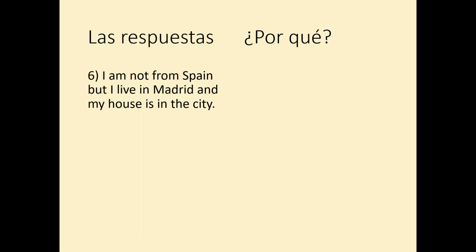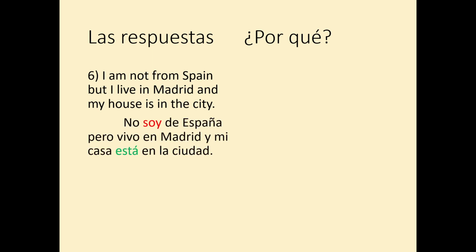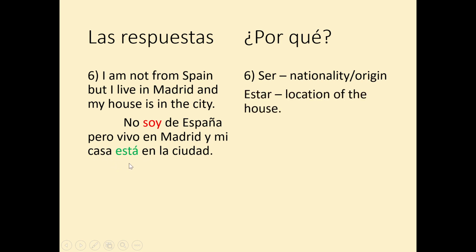And the last one, I am not from Spain and I live in Madrid and my house is in the city. Bit of a slightly longer one here, more of a challenge. So let's have a look. No soy de España, pero vivo en Madrid y mi casa está en la ciudad. So we've got our nationality, our origin. We're saying we're not from Spain, but I live in Madrid and my house is location of the house being in the city, not in a city. So we've got a definite article here, la, feminine, the. Excellent. Make sure you've corrected yourself or you've given yourself a mark.